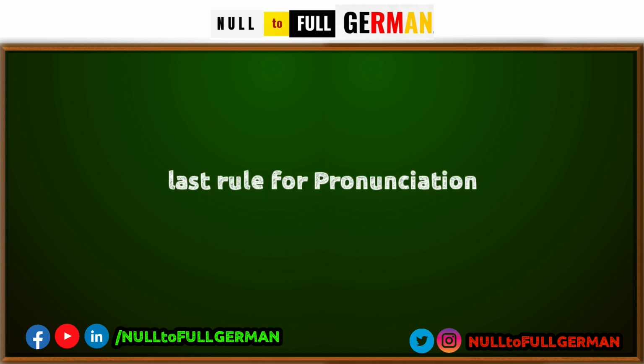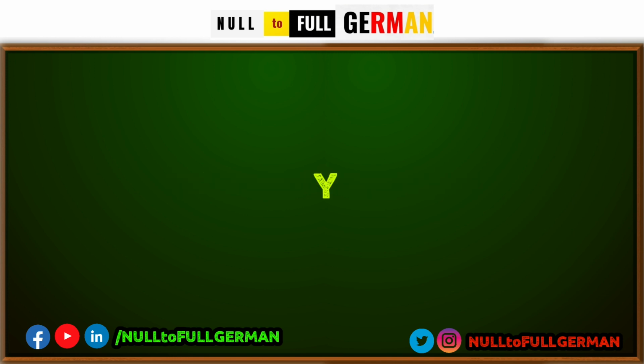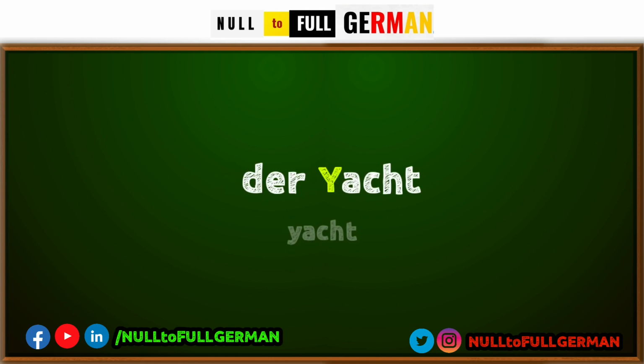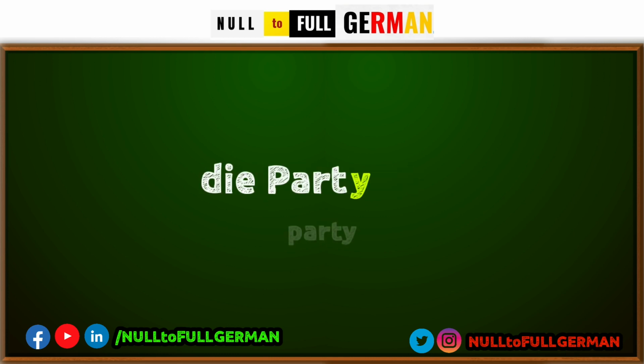Of course, the last rule of this video and the last rule for pronunciation is the one about Y, which we pronounce in German as Ypsilon. So Y at the beginning or at the end of words is pronounced like the English Y, so there is no change. For example, das Baby, meaning baby. Der Jagd, meaning hunt. Die Party, meaning party.